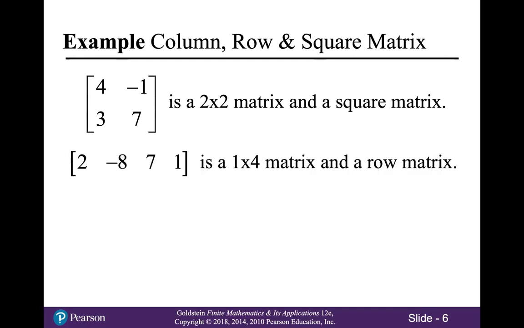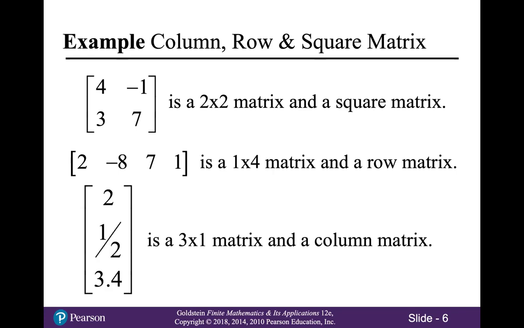This matrix is a 1 by 4 matrix. It has 1 row and 4 columns, which makes it a row matrix. And this is a 3 by 1 matrix and a column matrix. It has 3 rows and 1 column.